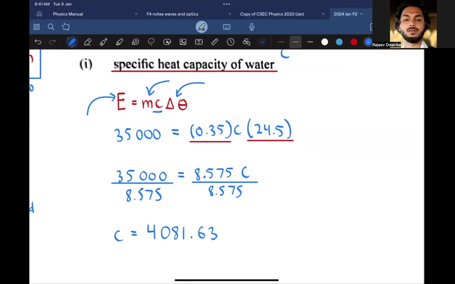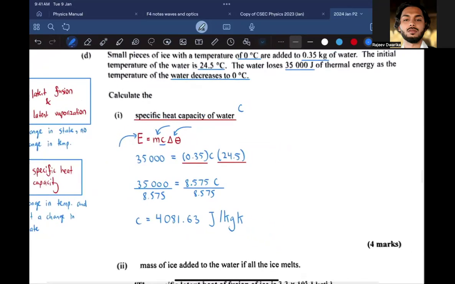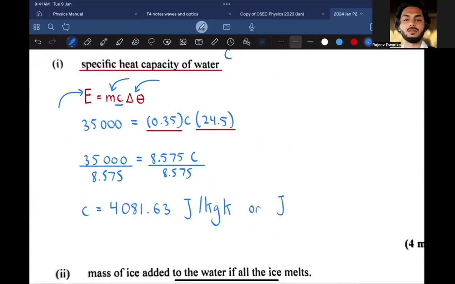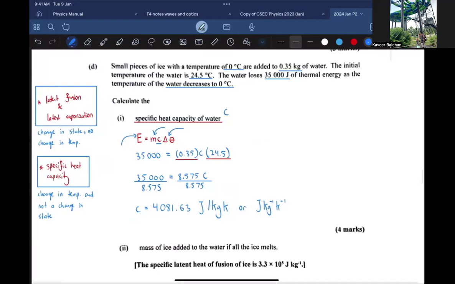Justin, remind me, what is the SI unit for specific heat capacity? In the formula sheet, it has all the units. Right now we're dealing with thermodynamics, so that's on the second page. Specific heat capacity is joules per kg Kelvin, or joules per kg to the minus 1 Kelvin to the minus 1. Yeah, all right, so that's it.